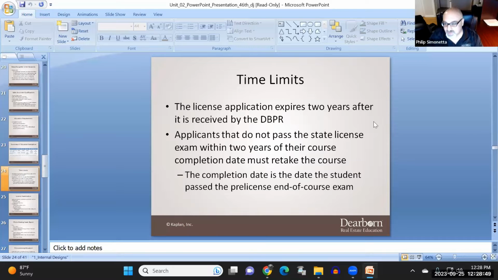Okay, so the time limits. The license application expires 2 years after it's received by the DPR. So you got that, the 2-year thing? Applicants that do not pass the state license exam within 2 years of their course completion date must retake the course. The completion date is the date the student passed the end of course exam.